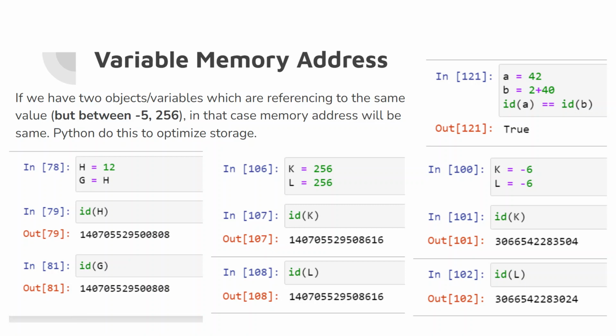Okay, so let's see one more example. K is equal to 256, L is equal to 256. K and L both are showing the same address. And if I say a is equal to 42 and b is equal to 2 plus 40, it will show you true because the address is same. -6 if you use, it will show you different because it's applicable for -5 to 256. So it's also a popular question, that id related questions they can ask in the interview, right? So you must know.